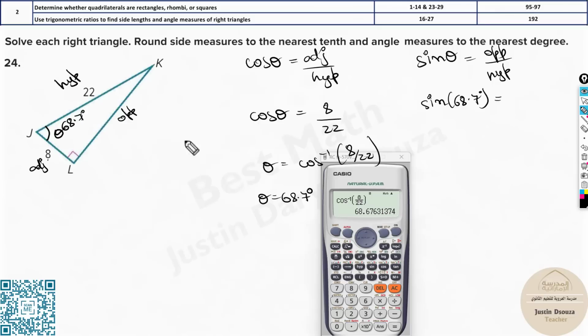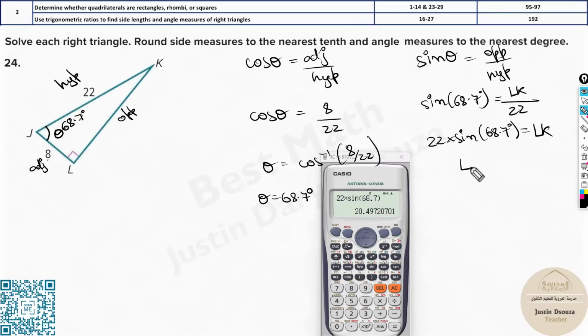And what is the opposite side? Opposite side is unknown. That is what we need to find, LK, and divided by hypotenuse is 22. So now 22 to the other side will be 22 times sine 68.7 degrees. That is equal to LK or KL. Just use your calculator over here. 22 times sine 68.7, close the bracket, that is equal to 20.499, which makes this 20.5.